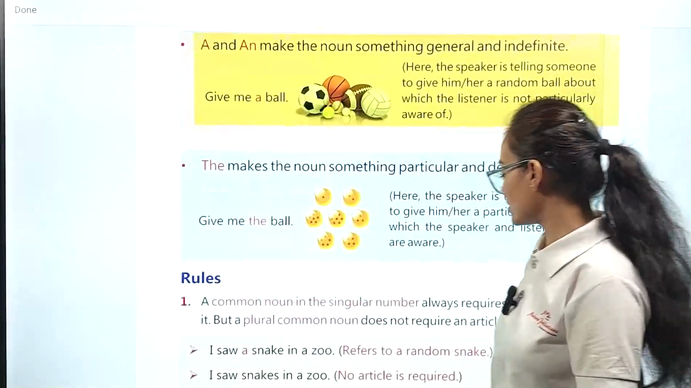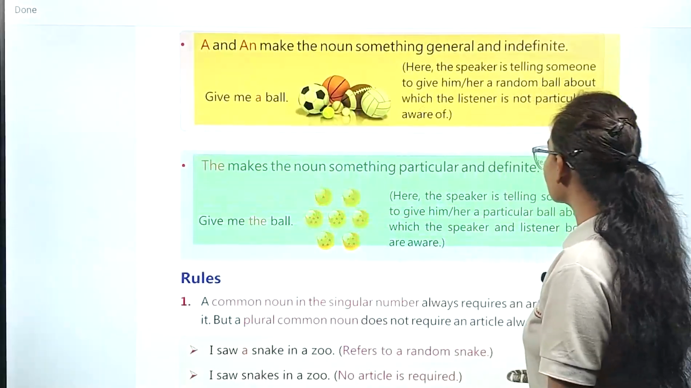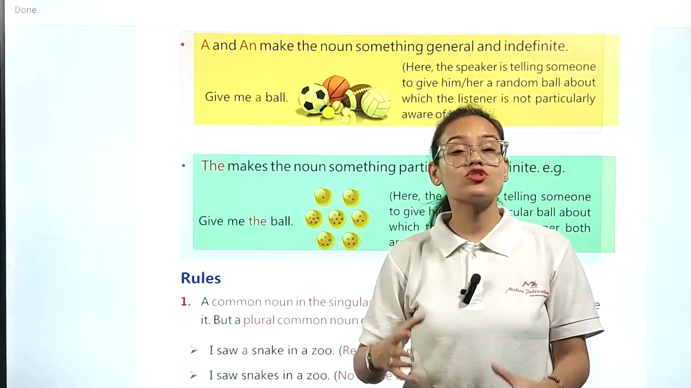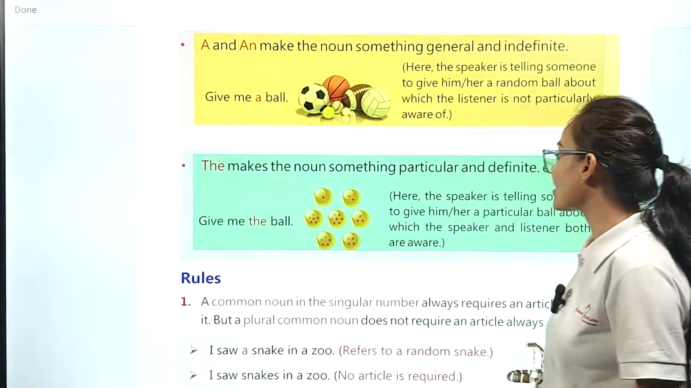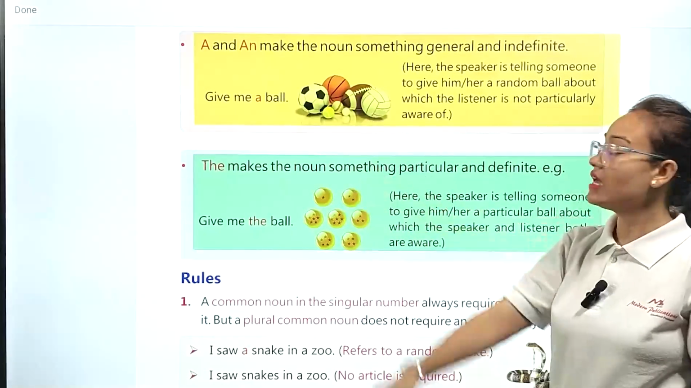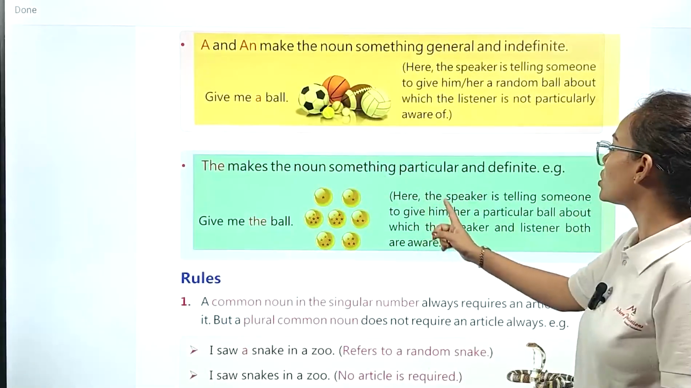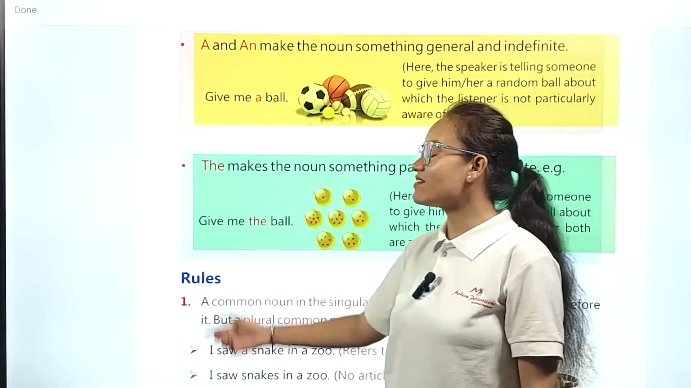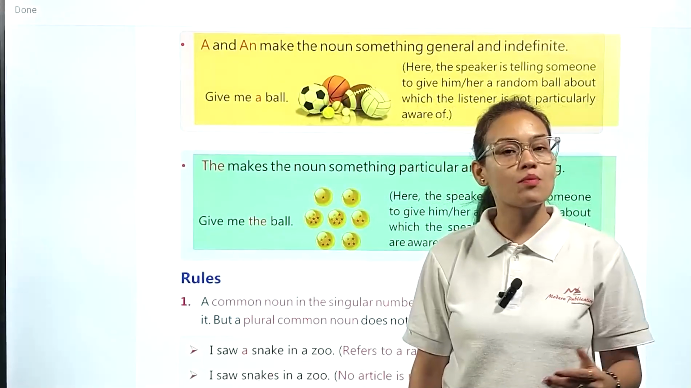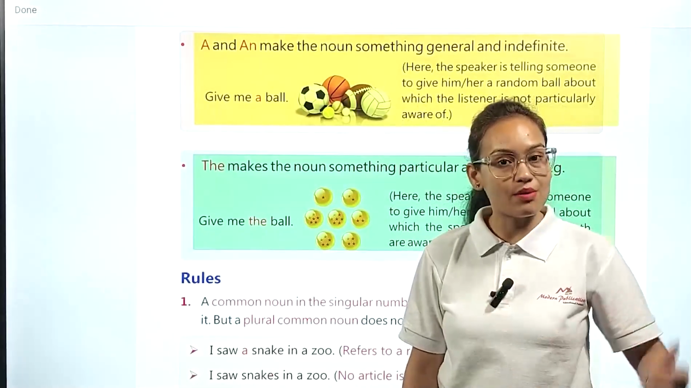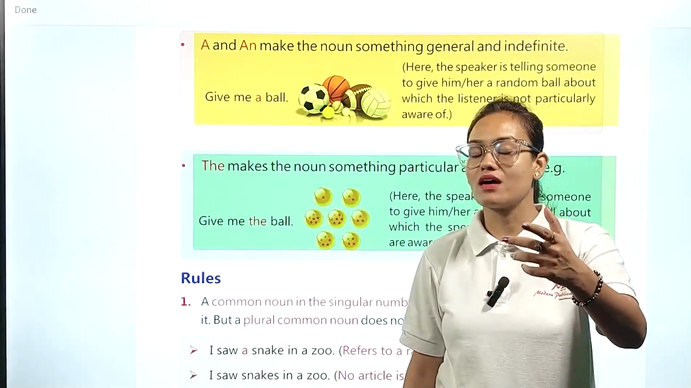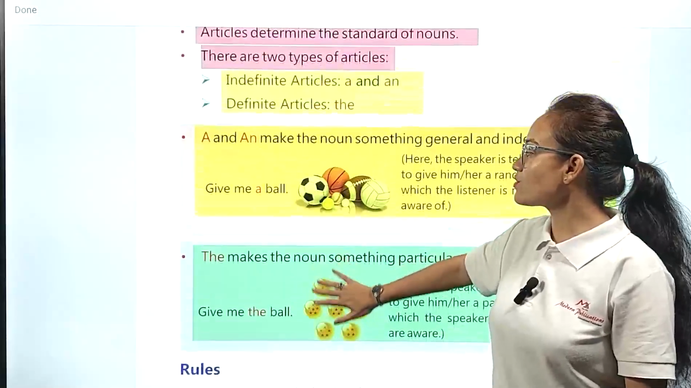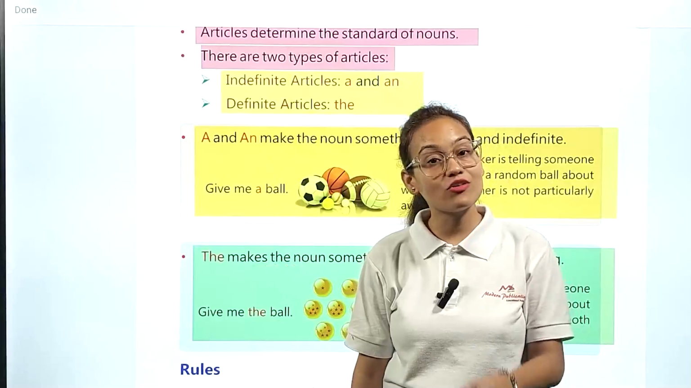Now, the makes the noun something particular or definite. We use the to refer to anything which is particular or certain. Example: give me the ball. Here the speaker is telling someone to give him a particular ball about which both the speaker and the listener are aware. Maybe a football, a cricket ball, or a basketball. Both are well aware of the type of ball. That's why the comes under the category of definite article.